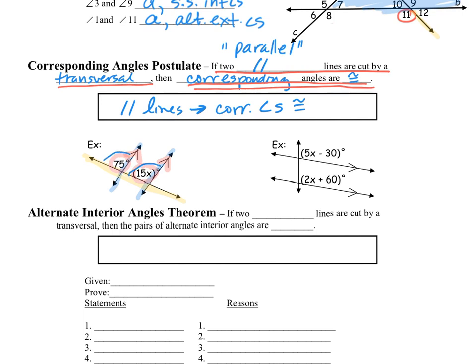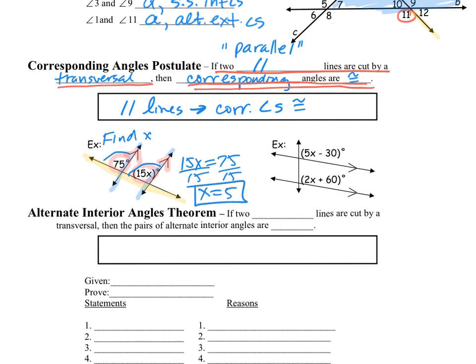So since they are congruent, let's go ahead and find x. I guess I should have put that in the directions. Let me add that. Let's find the value of x by just taking 15x and setting it equal to 75. We'll divide both sides by 15, and we get x is equal to 5.